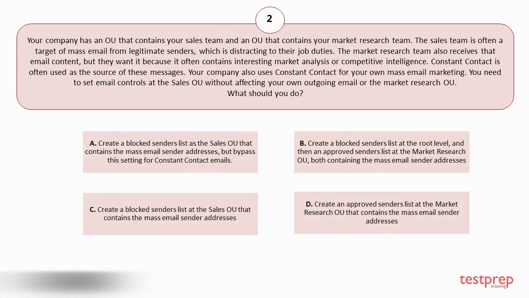Your options are: A. Create a blocked senders list at the sales OU that contains the mass email sender addresses, but bypass this setting for Constant Contact emails. B. Create a blocked senders list at the root level, and then an approved senders list at the market research OU, both containing the mass email sender addresses. C. Create a blocked senders list at the sales OU that contains the mass email sender addresses. D. Create an approved senders list at the market research OU that contains the mass email sender addresses. The correct answer is option A.